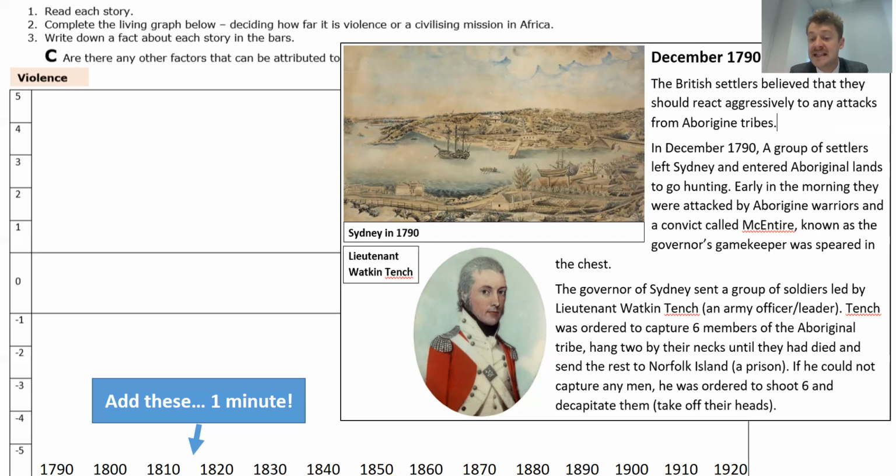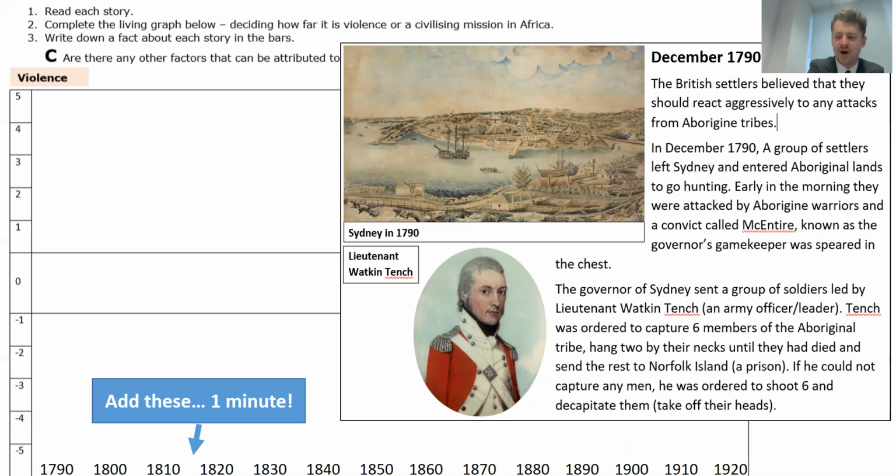The governor of Sydney sent a group of soldiers led by Lieutenant Watkin Tench, an army officer, a leader. Tench was ordered to capture 6 members of the Aboriginal tribe, hang 2 by their necks until they died, and send the rest to Norfolk Island to prison. If he could not capture any men, he was ordered to shoot 6 and could decapitate them, to take their heads off. So this is a pretty shocking story, and we can definitely say, well, this is very violent.